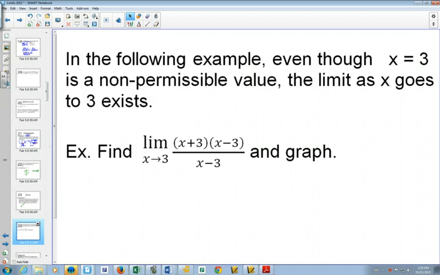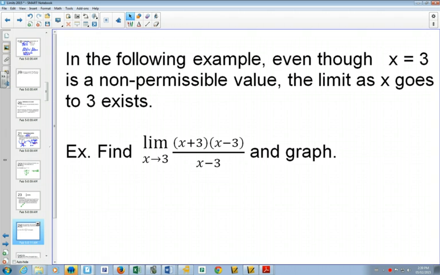So what we have is sometimes, even though we have a point that's not allowed, can't plug in x equals 3, the limit still exists. And the idea of a limit is if you approached a number from the left side, and if you approached the number from the right side, and you plugged it into your calculator, and it came out to the same number, closer and closer to the same number, then we say that that limit exists.